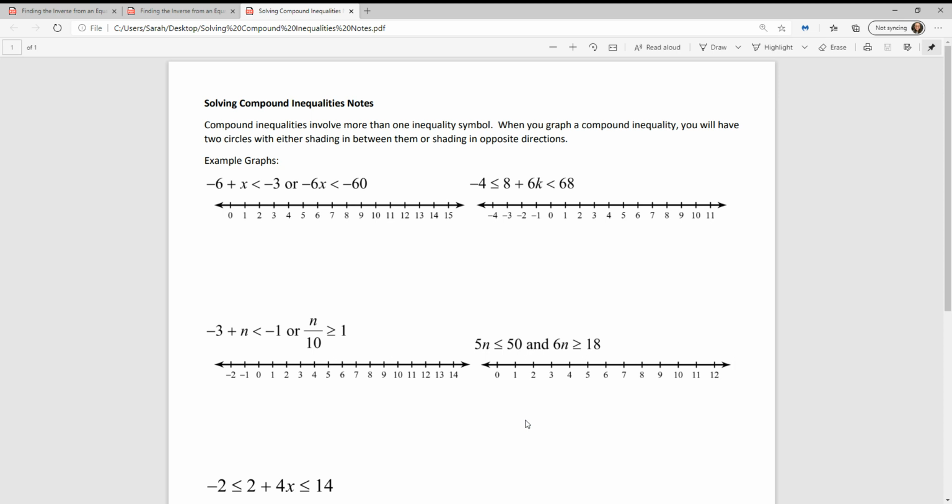Hello, today we're going to talk about solving compound inequalities. So the word compound usually means something that has more than one part, like a compound word is made up of two words. A compound inequality is the same idea. It's a combination of two inequalities.